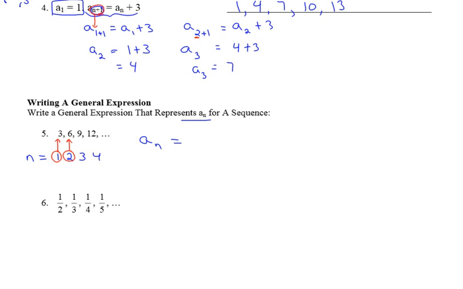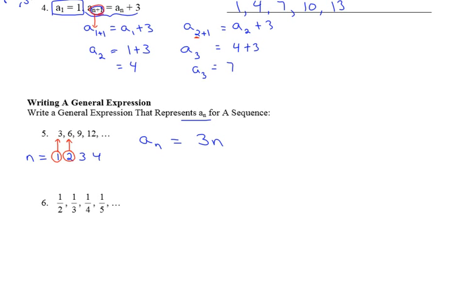To get from 1 to 3, I can also multiply by 3. 2 times 3 is 6. 3 times 3 is 9. 4 times 3 is 12. So it looks like what I'm doing is multiplying by 3 each time. But what I'm doing is I'm multiplying the n, the term number, by 3.